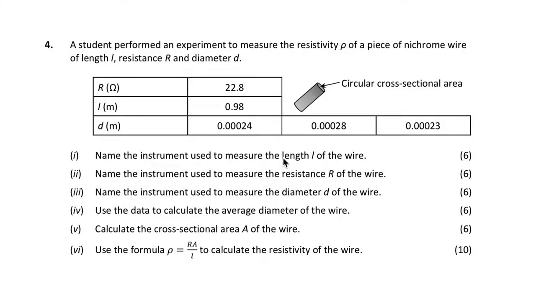Hi, in this video we are looking at question 4 from the 2019 ordinary level physics paper in the Leaving Certificate. So this is a question in electricity, and we were told that a student performed an experiment to measure the resistivity ρ of a piece of nichrome wire of length L, resistance R and diameter D. And we have a number of tasks that we need to carry out in order to get our marks. So let's get to it.